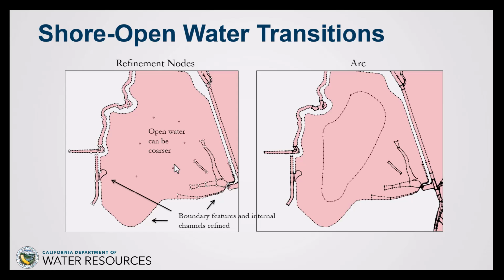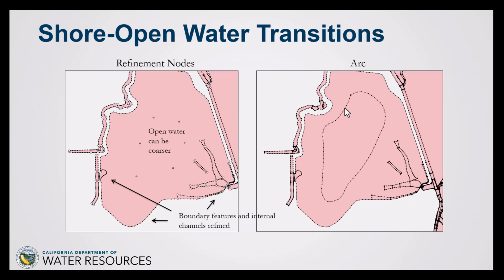And you really have two ways that you can achieve this in SMS. The first one is what we call refinement nodes, which are a special kind of node that's placed in the map that can indicate a desired resolution. Second, you can just put a smooth arc in that has your target resolution.